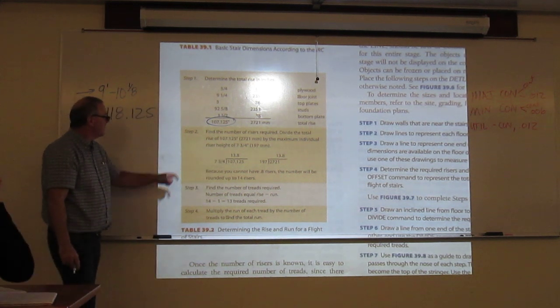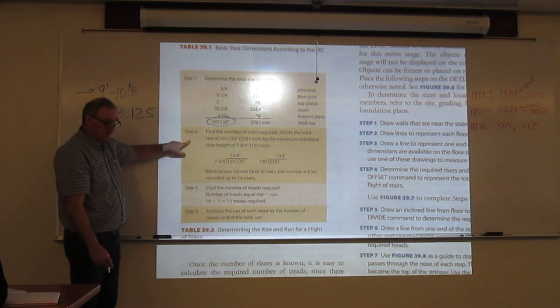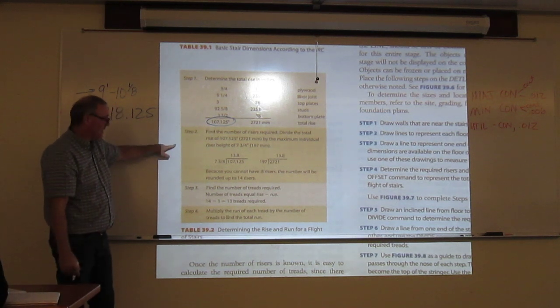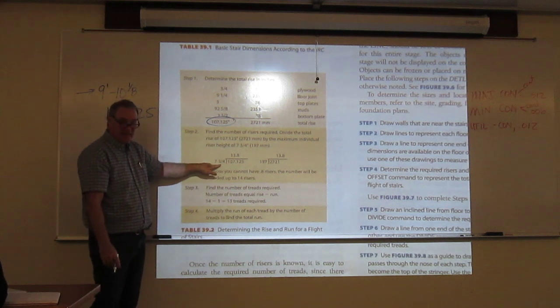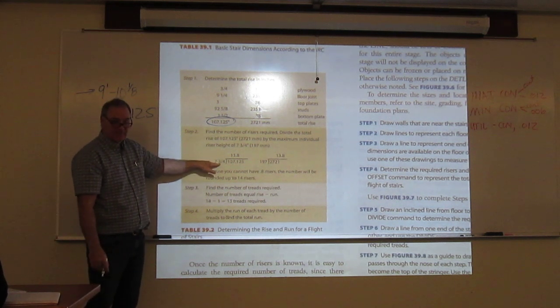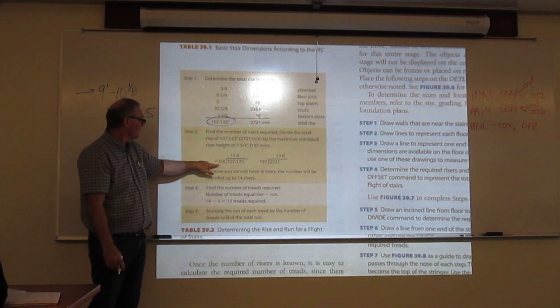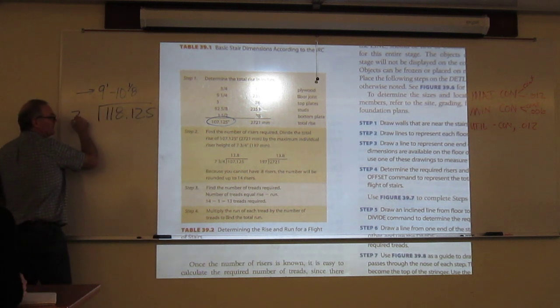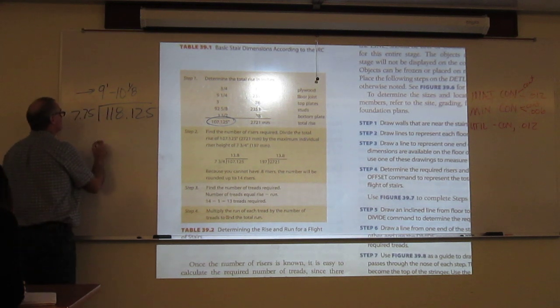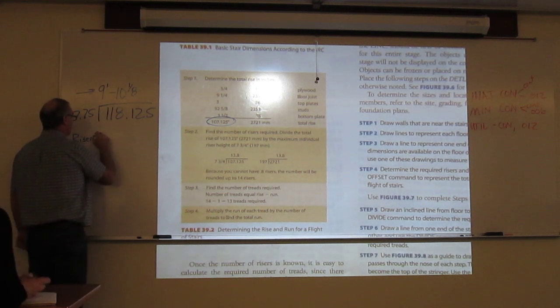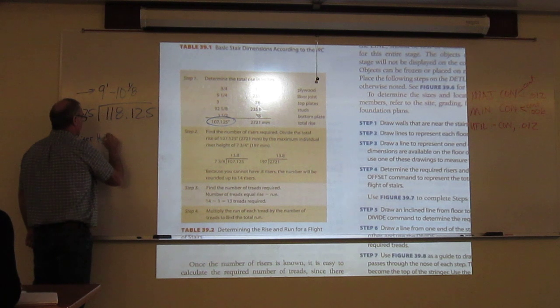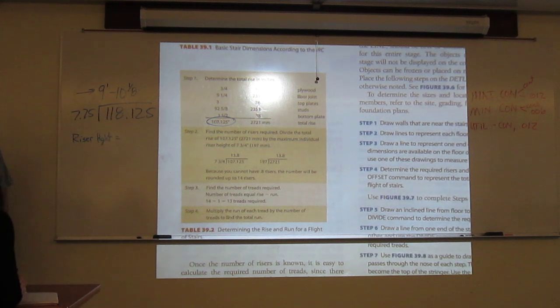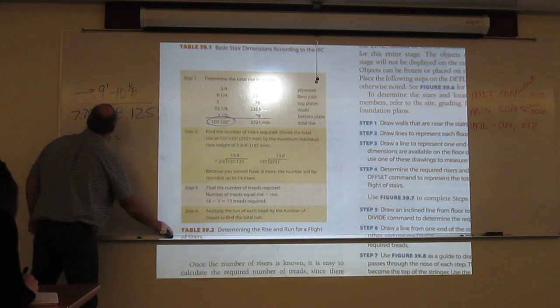Next thing they do, they do this one slightly different, but we'll just follow their example because that's the one you guys will take with you. They're saying the maximum riser height is 7 3/4. So we're going to divide that by that. So I'm going to take this number and divide it by 7.75. We are finding the number of risers, excuse me.